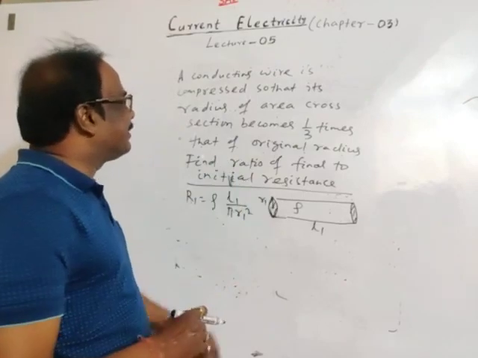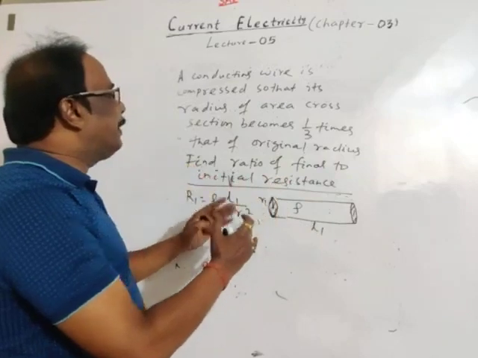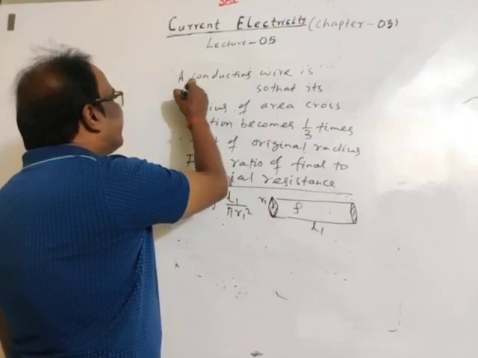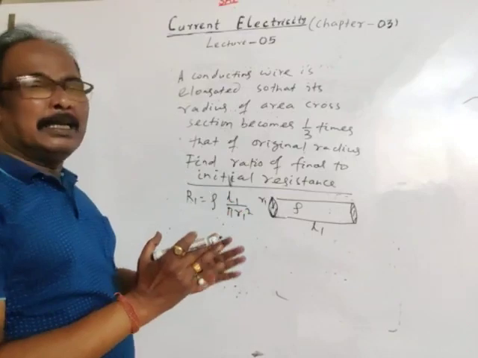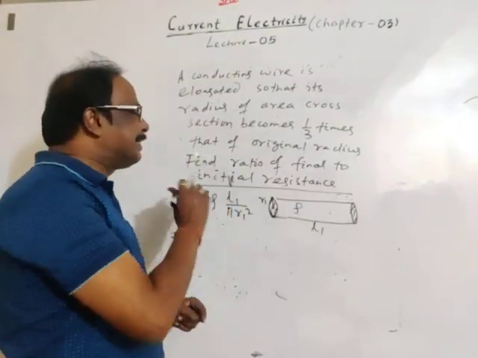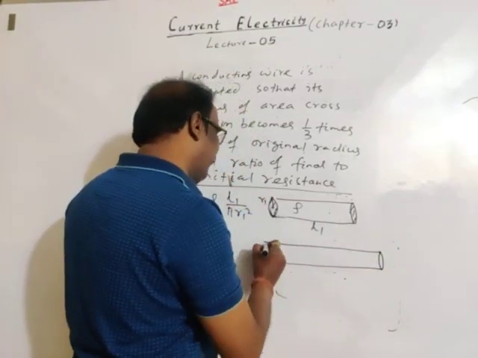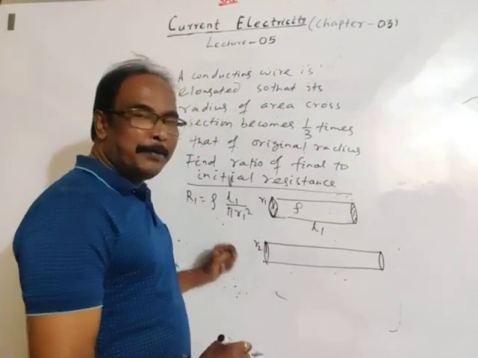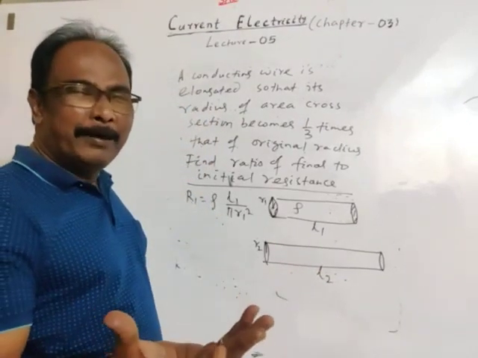This is the initial condition. So it is compressed so that the radius of cross section... sorry, it is elongated. If it is compressed, then the radius will increase. By mistake, I have written compressed. It is elongated now. So here, this is a circular area, the radius of cross section is R2, and length becomes L2. Again, we have to keep the volume constant.